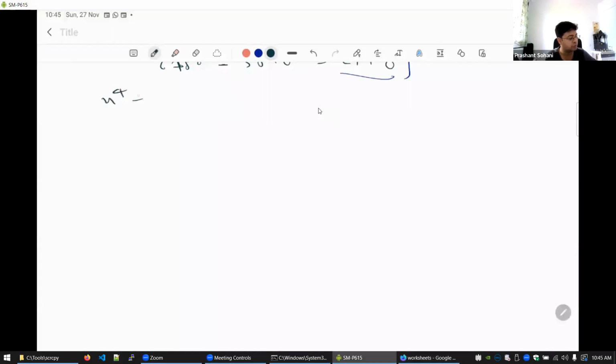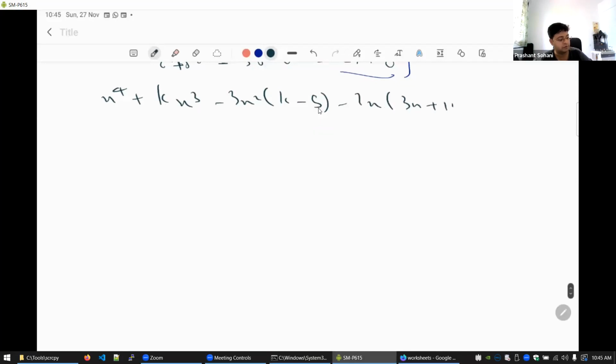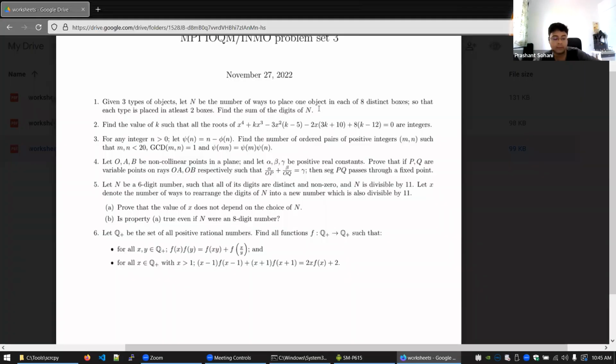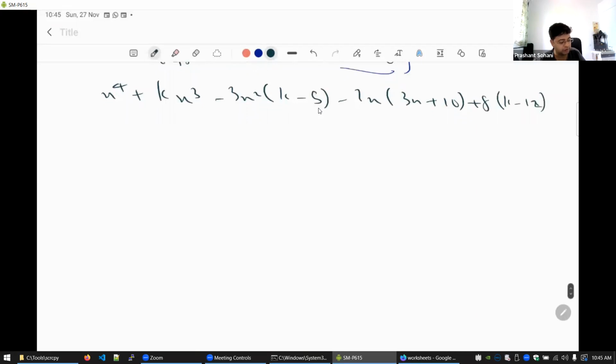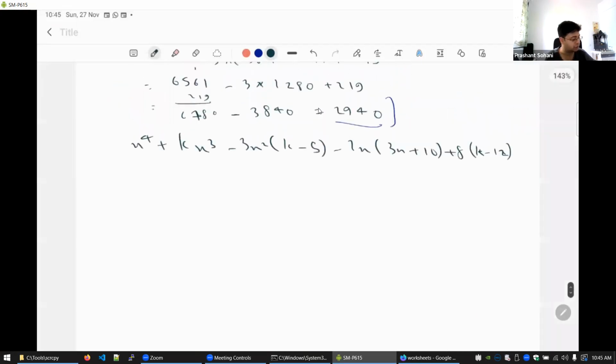So the expression is x to the 4 plus k x cube minus 3x square minus 5, minus 2x times 3x plus 10, plus 8 times k minus 4. This is my original polynomial, let us call this p of x. As I suggested, what happens if we take out the part which has k, and what will the polynomial look like after that?